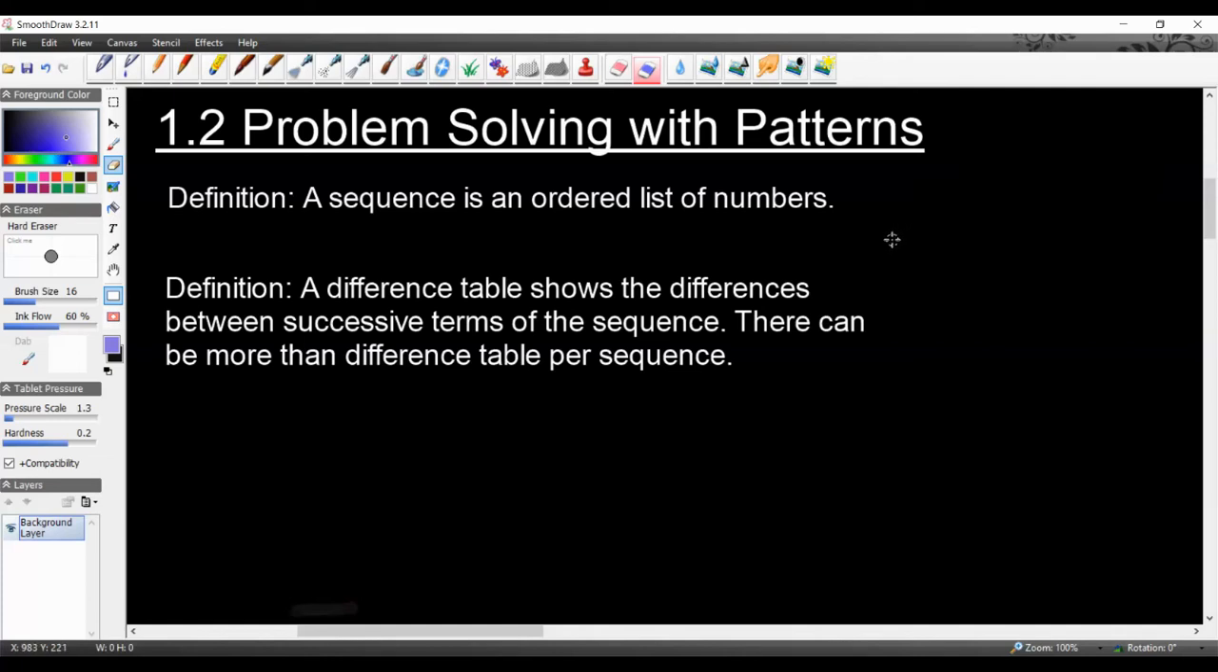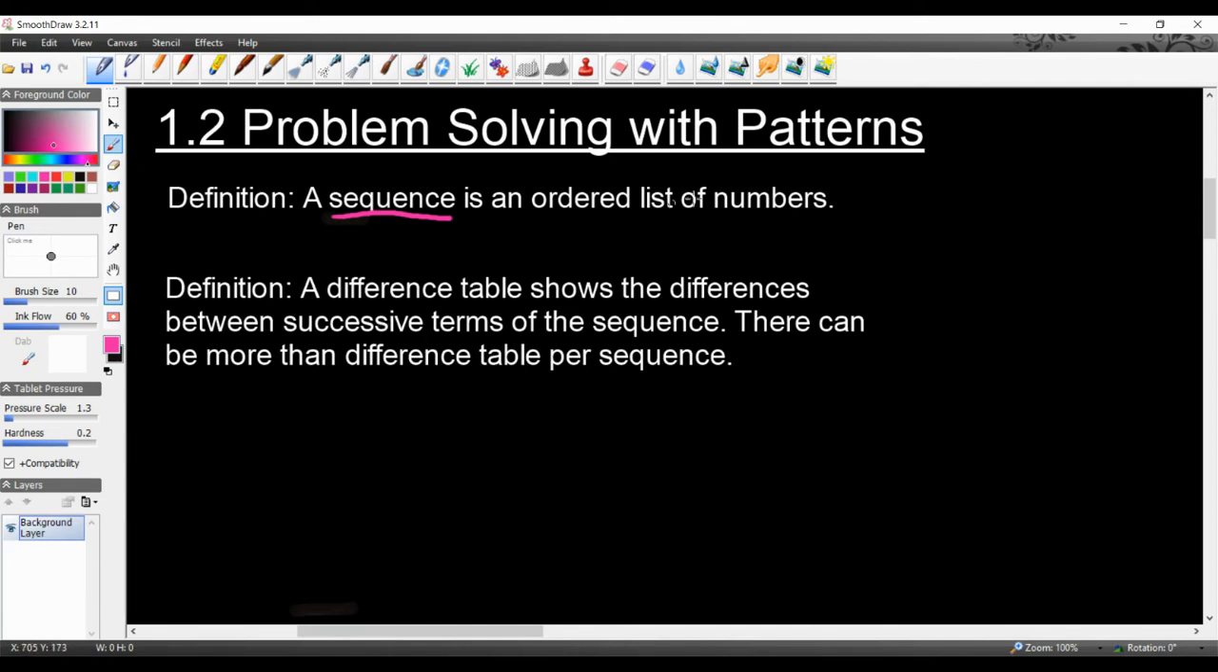This video is going to cover section 1.2, problem solving with patterns. Here we have a couple of definitions. The first one is that a sequence is an ordered list of numbers. Let me go ahead and underline what we're looking at here. So a sequence is an ordered list of numbers.